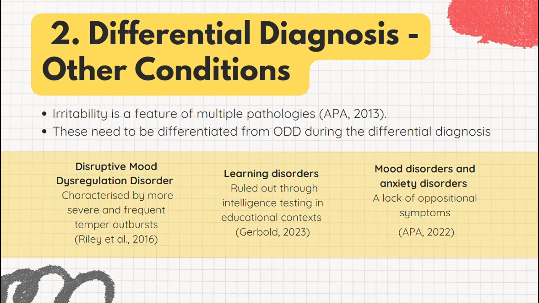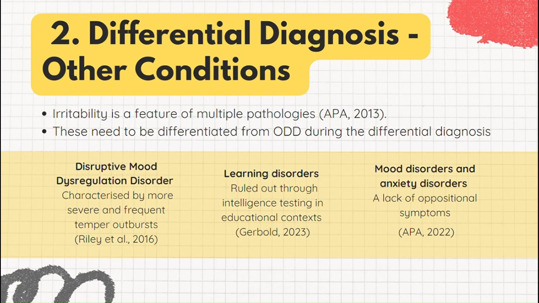Some other conditions that we need to diagnose or rule out in a differential diagnosis of ODD is firstly disruptive mood dysregulation disorder, which is characterized by more severe and frequent temper outbursts. When we are looking at learning disorders, these can be ruled out through intelligence testing, and learning disorders would typically present with defiance and irritability in the educational context. So at that point, we would rule it out using intelligence testing.